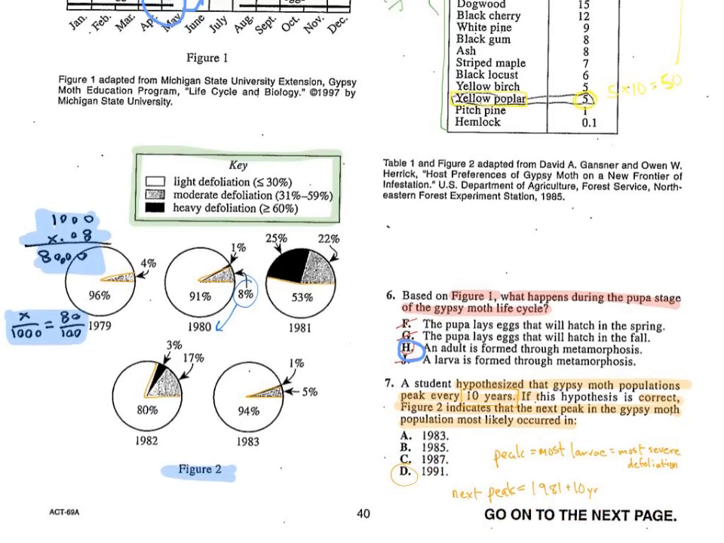For number 7, a student hypothesized that gypsy moth populations peak every 10 years. So if that's true, when would the next peak be? Well, if you look at figure 2 here, the biggest increase of gypsy moth is when you see the most defoliation, which is in 1981. 10 years from 1981 would be 1991.